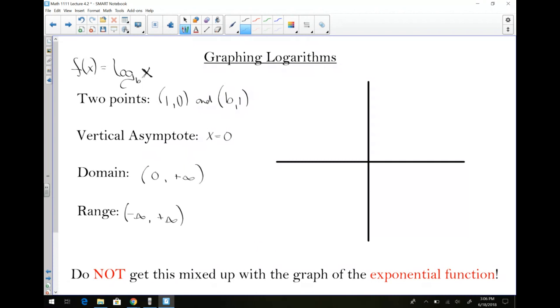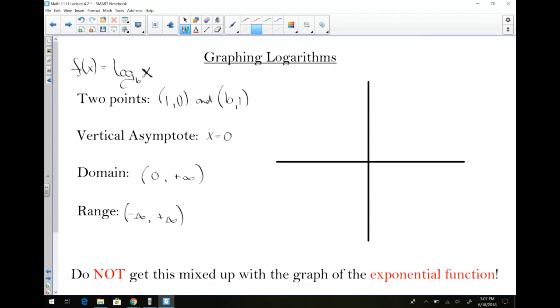So in my logarithms, I know that now it's not the range that begins or ends in the asymptote like the exponential functions. It's now the domain that begins or ends in the asymptote as a logarithmic function.